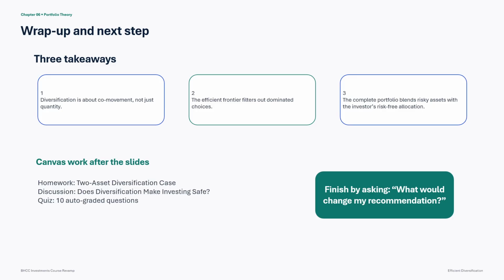Third, the complete portfolio combines risky assets with the investor's allocation to a risk-free asset. The optimal risky mix and the investor's risk tolerance are related decisions, but they are not the same decision.